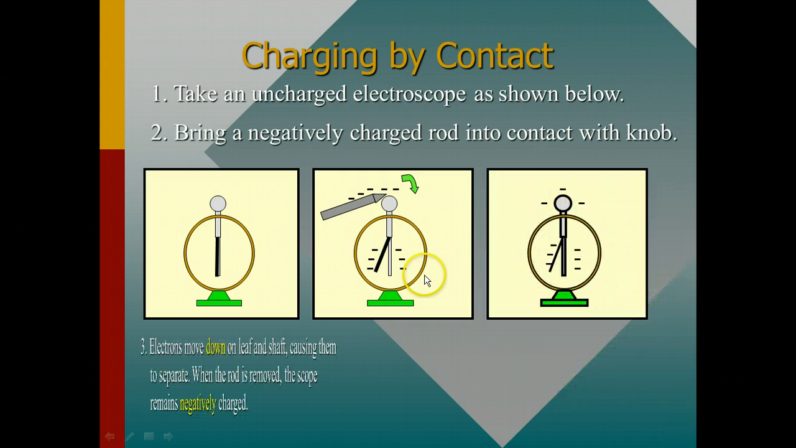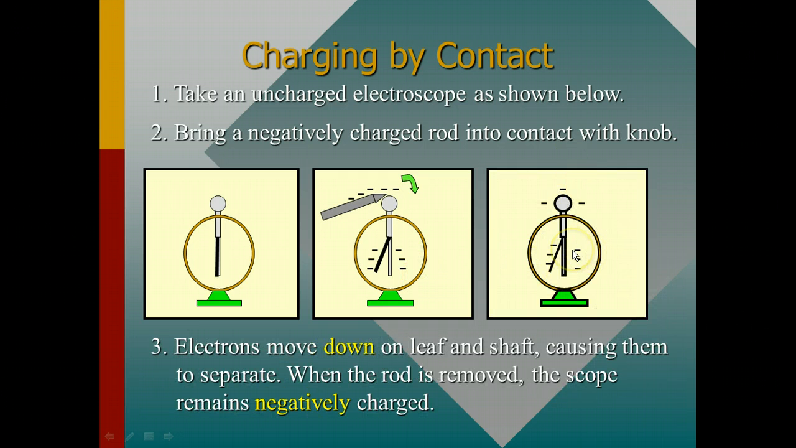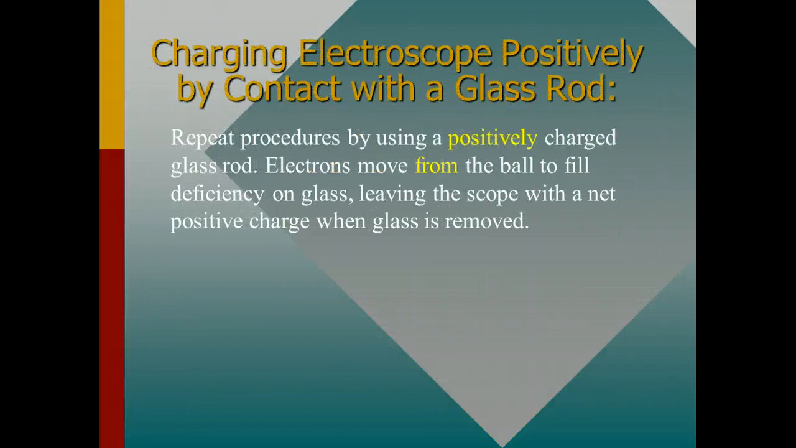And the result is that we now have a negatively charged electroscope, which will have leaves on the bottom that are splayed apart. So when the rod is removed, we have pushed those excess electrons off of the rod. They're now in the electroscope, and now those two parts of the leaf move away from each other.